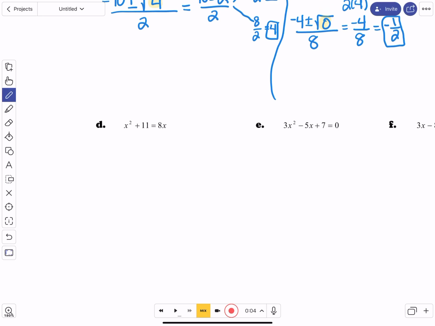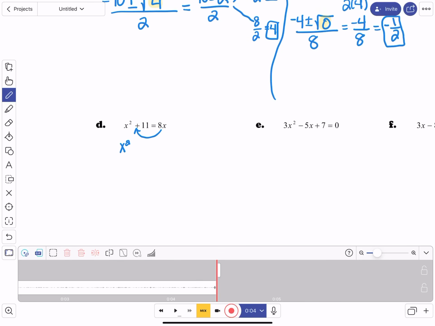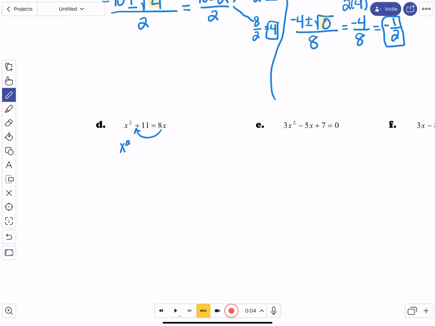Okay, on D, we got to get it in standard form. 8x, since it's an x, remember it goes to the middle. Oh, I did it again. Okay, so 8's going to go to the middle. So it's going to be minus 8.